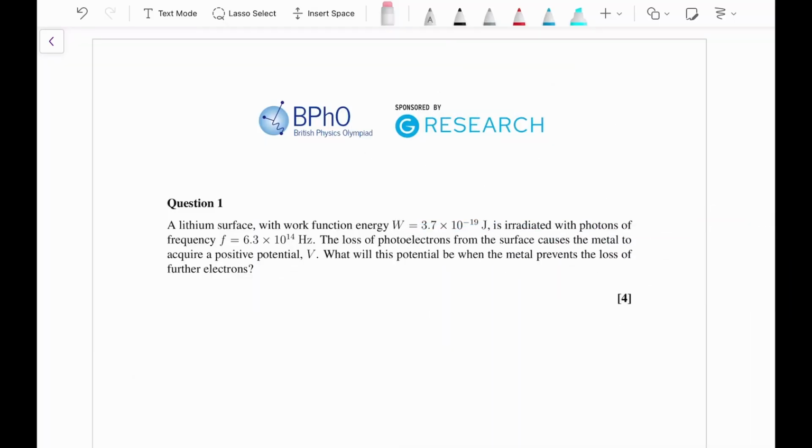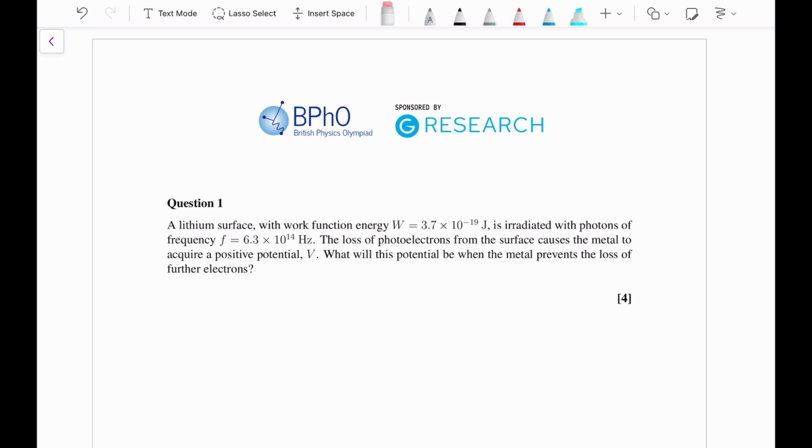In this video, we're going to look at two questions on the topic of photoelectric effect. First of all, it says a lithium surface with work function energy W equal to 3.7 times 10 to the minus 19 joules is irradiated with photons of frequency f equal to 6.3 times 10 to the 14 hertz. The loss of photoelectrons from the surface causes the metal to acquire a positive potential V. What will this potential be when the metal prevents the loss of further electrons?